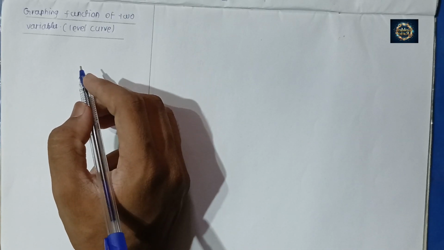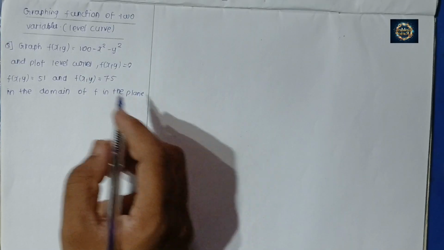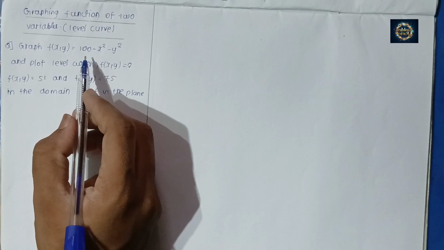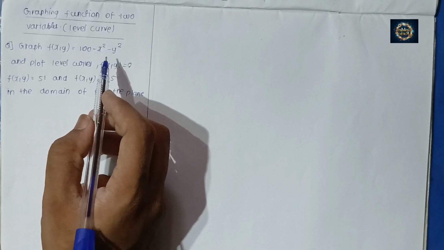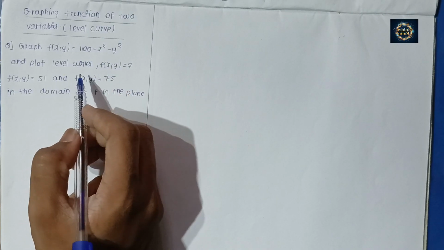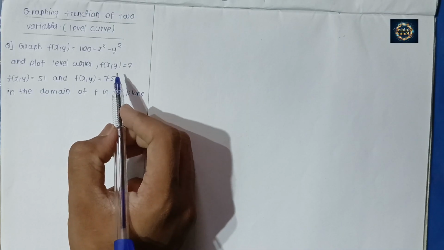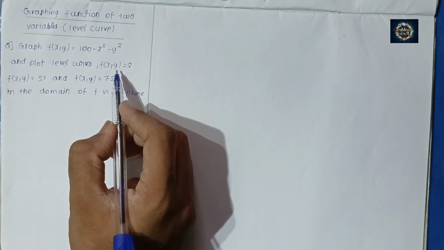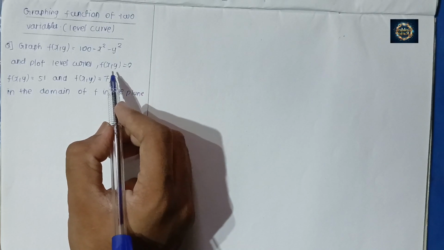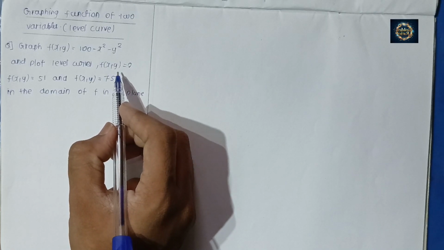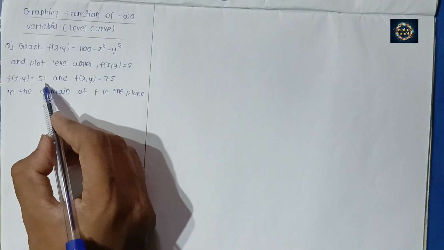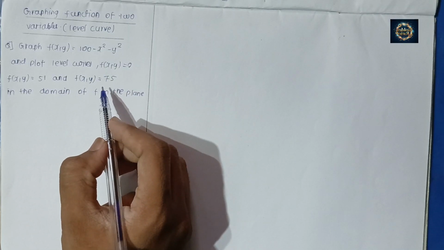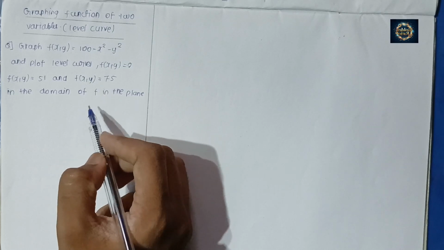So I will write the question. So this is the question. Graph f(x, y), which is defined as 100 - x² - y², and plot level curves. So here they have already given the value of c, that is f(x, y) = c is the general form. They have given three different values of c: one is 0, another one is 51, and another one is 75. We need to form three equations and we need to plot them.